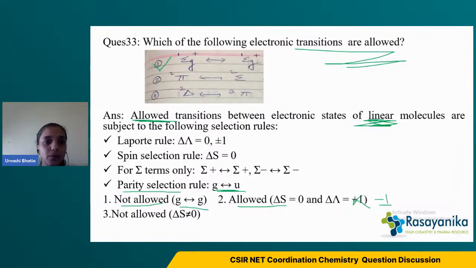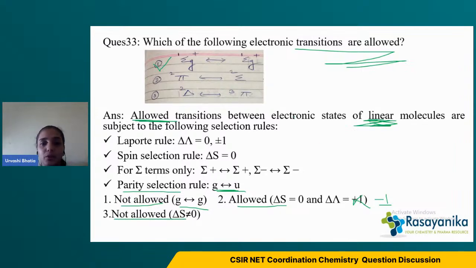And about the third one, if we talk about this one, it is not allowed. Why? Because the spin is changing, spin multiplicity 2 to 3, right? 2 to 3. It should be 2 to 2 or 3 to 3. Here delta S is not 0, as delta S is 3 minus 2, it is 1. It is not 0. So that is why it is not allowed, right? Not allowed.